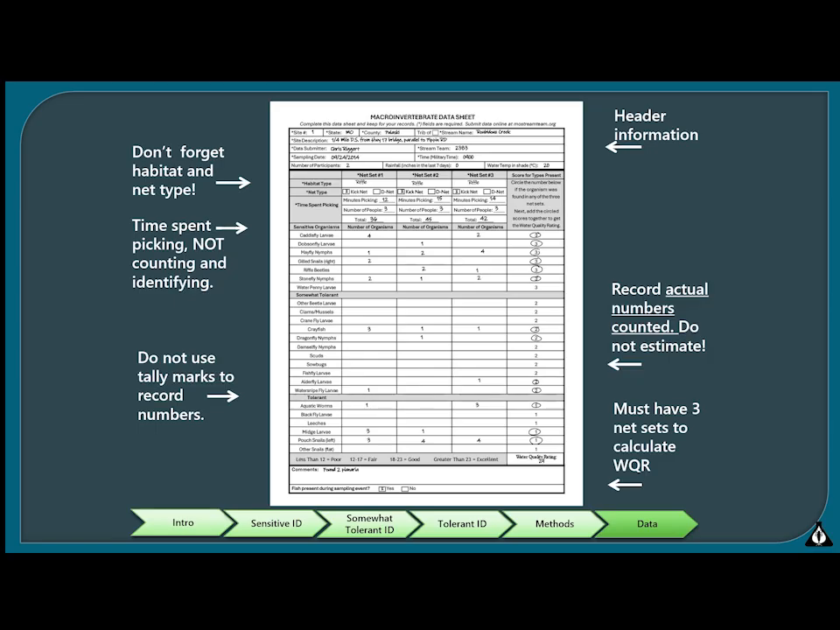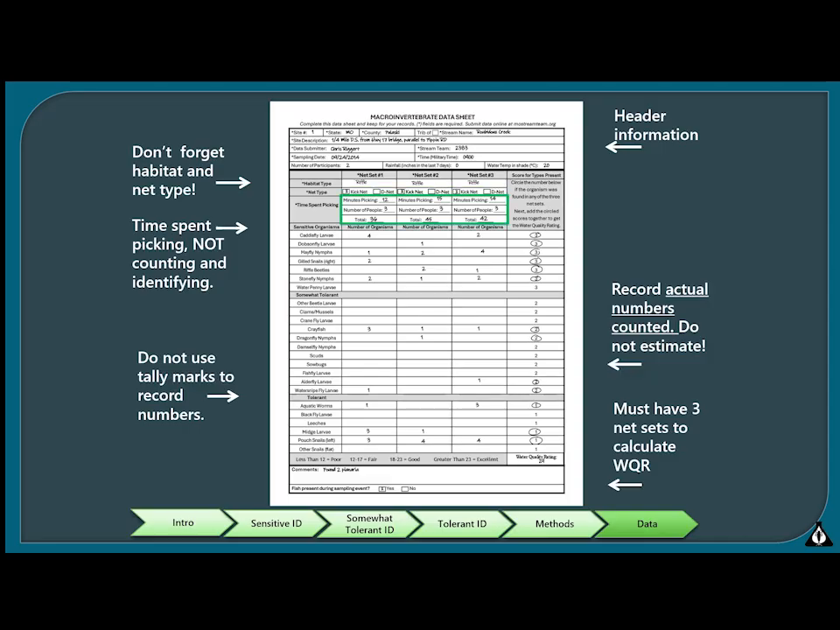Let's take a look at the macroinvertebrate data sheet, also referred to as a biological monitoring data sheet. As with every data sheet, make sure the header is filled out entirely. 3 net sets are required for this data to be accepted. This means you'll take 3 trips into the water to collect invertebrates, sort them, ID them, and count them. For each of these net sets, you will record the habitat type and select the type of net you used, which is a kick net for most monitors.